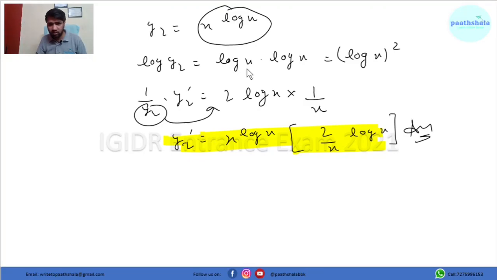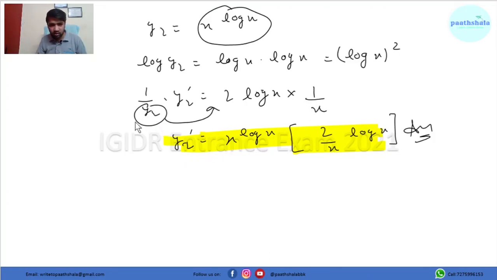So this will become log x into log x, and ultimately it will become log x whole square. Now let's differentiate it with respect to x. So this will become 1 upon y2 dot y2 dash. And for differentiating log x whole square, we'll follow the chain rule. So this will become 2 log x into 1 upon x.